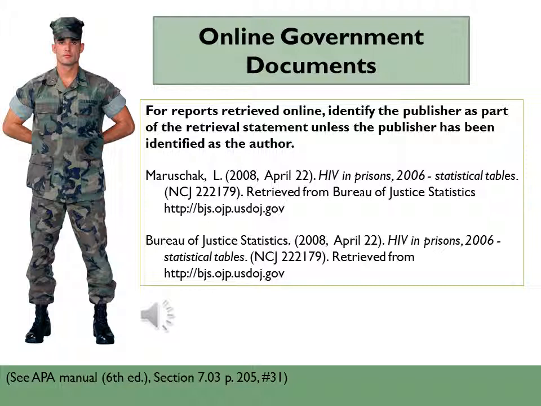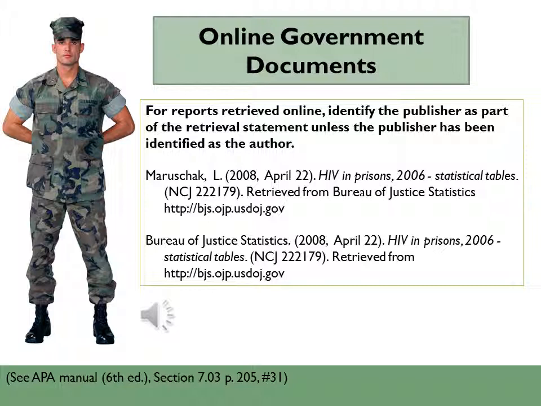In the second example, there isn't a specific author, however, there is a corporate author. The Bureau of Justice Statistics is the actual author of this publication, and so in this case, they become the author, followed by the rest of the citation, and then you just follow up with the website. In the first case, where there is a specific author, L. Marishak, the Bureau of Justice Statistics becomes a part of the retrieval address. And so you'll notice it'll say retrieved from Bureau of Justice Statistics when there is a specific author.